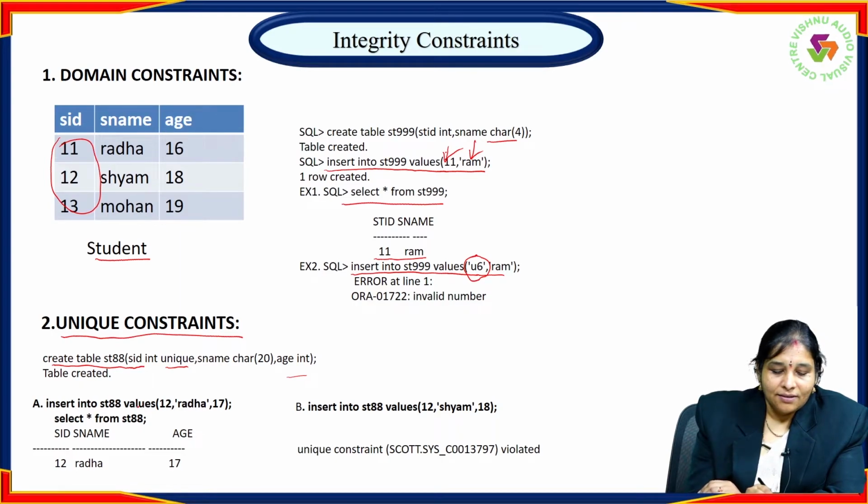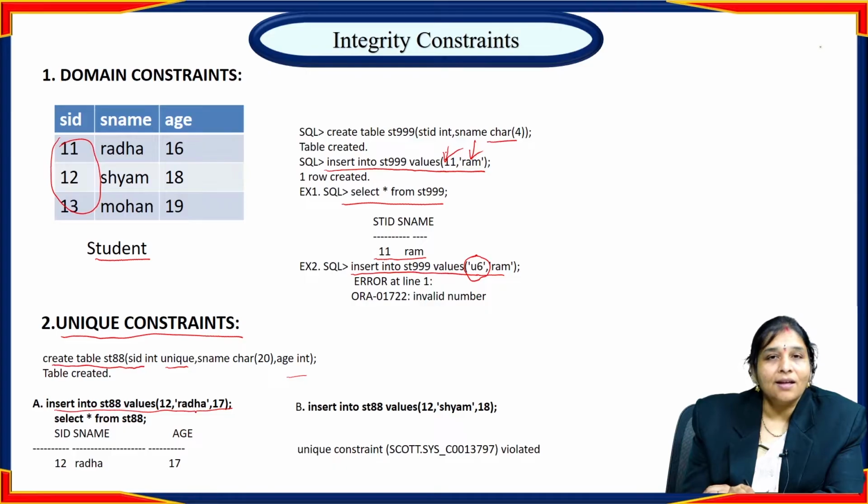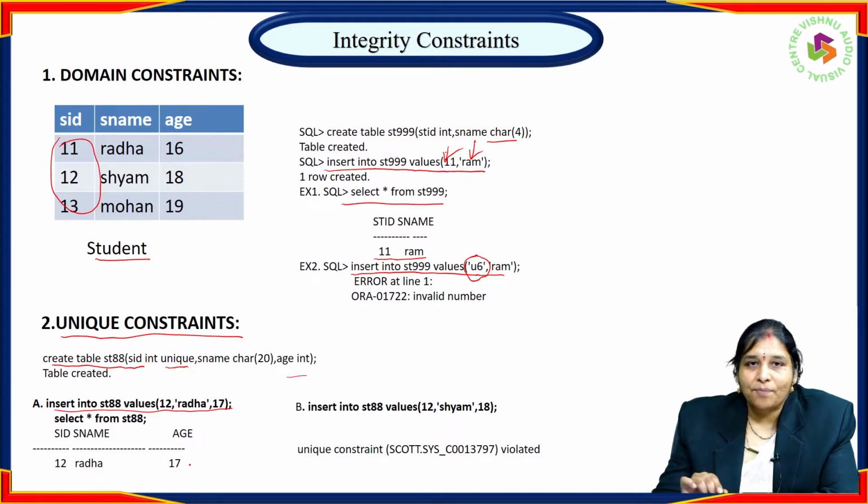After that, the table has been created successfully. Now first case, I try to insert into student 88 values. I am trying to insert one row with values 12, Radha and 17. And when I retrieve the values using the select statement, select star from student 88, I got SID as 12, SName as Radha, age as 17. In every example I quote here, the first case I have taken as a positive case, and the violations will be explained in the following. So kindly note that point.